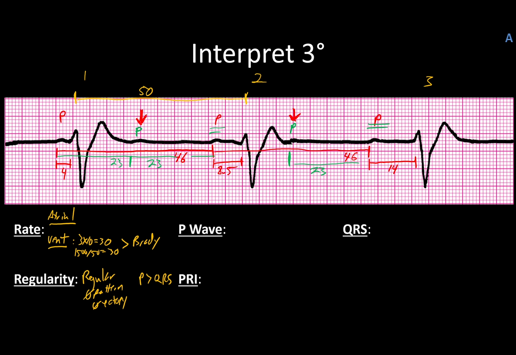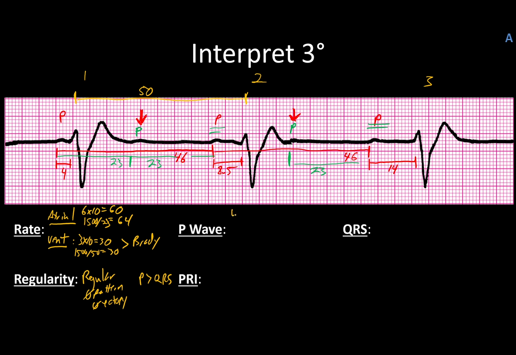Because now, instead of having 3 P waves and a heart rate of 30, I've actually got 6 P waves, and at 23 small boxes apart, that actually gives us a rate of about 64, which is a whole nother game. So we've got a P wave rate of 64, but due to the block, the ventricular rate is down in the 30s, which makes sense if you're doing a 2-to-1 block or so.